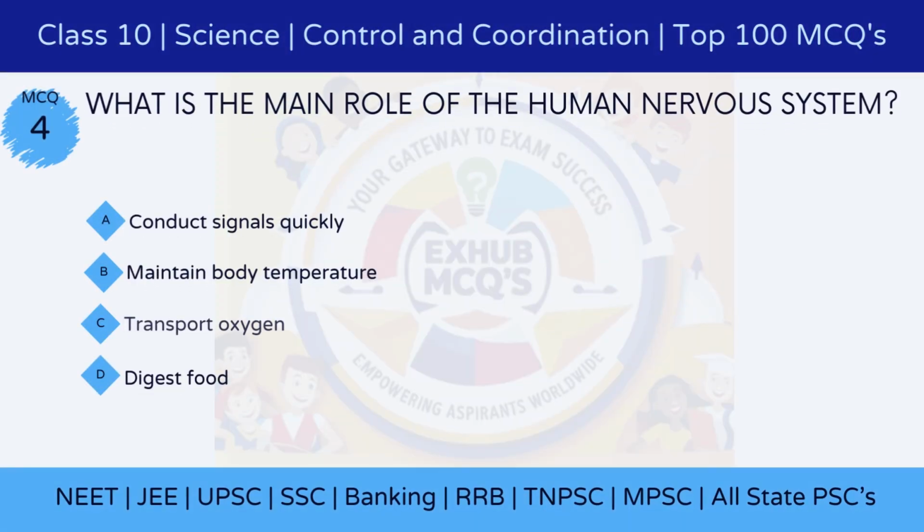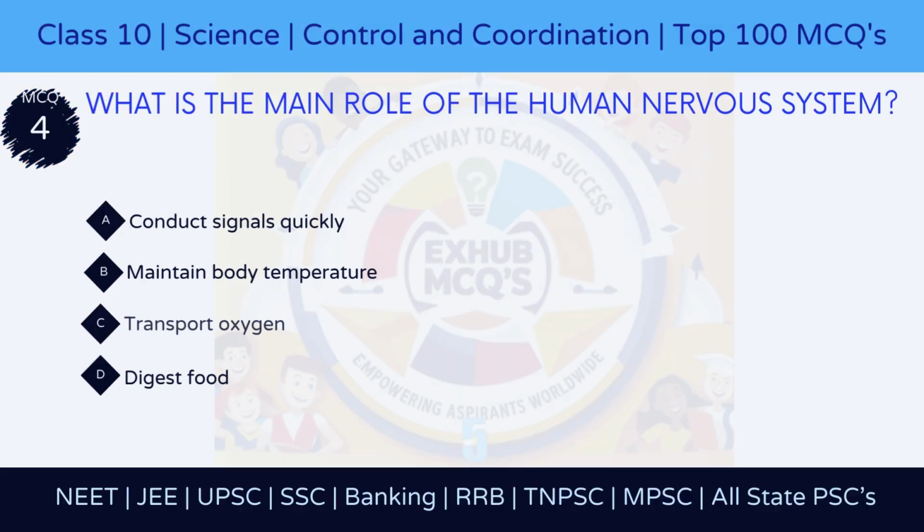MCQ 4. What is the main role of the human nervous system? Option A, conduct signals quickly. Option B, maintain body temperature. Option C, transport oxygen. Option D, digest food.